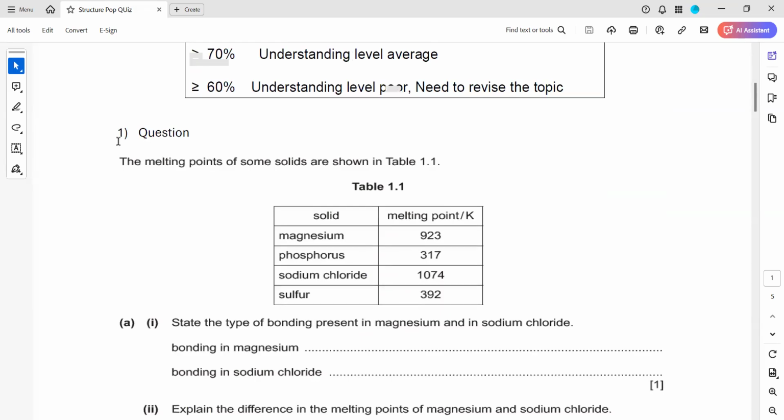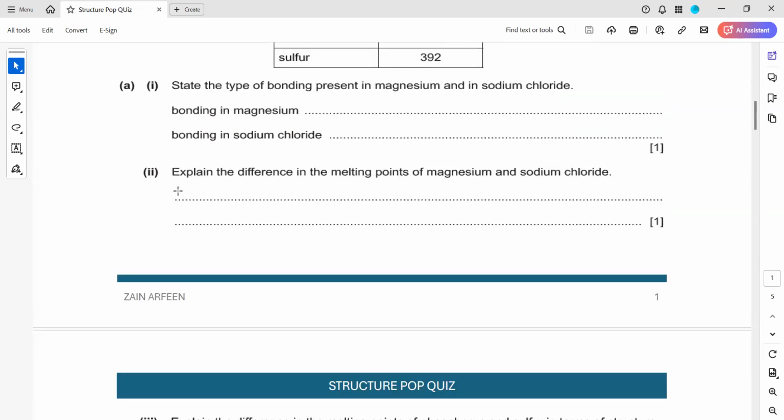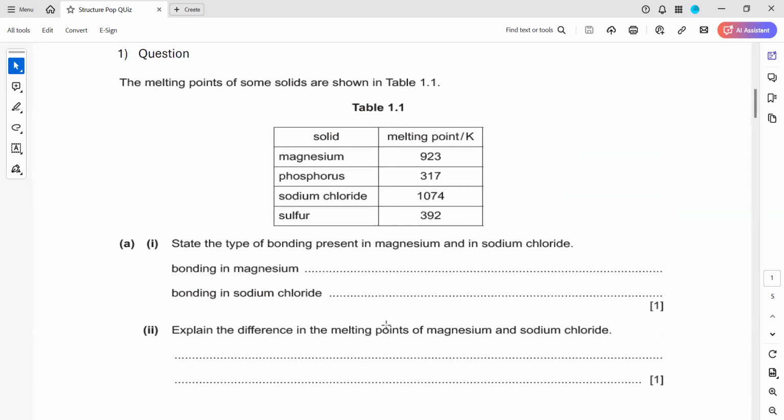Question 1, part A, 1, 2. Any doubt? No doubt.